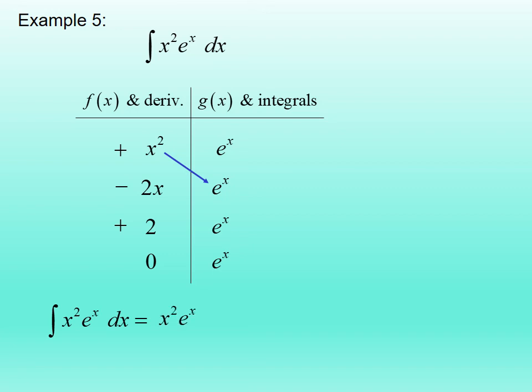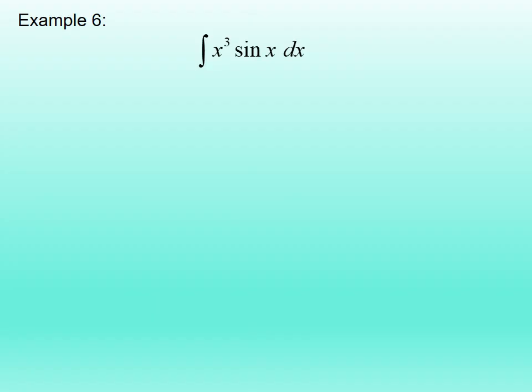You get x squared times e to the power of x, plus negative 2x times e to the power of x gives you minus 2x times e to the power of x, minus 2x times e to the power of x. Lastly, you have plus 2 times e to the power of x. It gives you plus 2 times e to the power of x. And lastly, we have to add the constant of integration. Good. Let's have a look at the last example of our lesson.